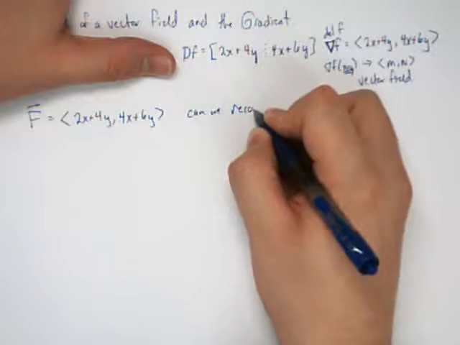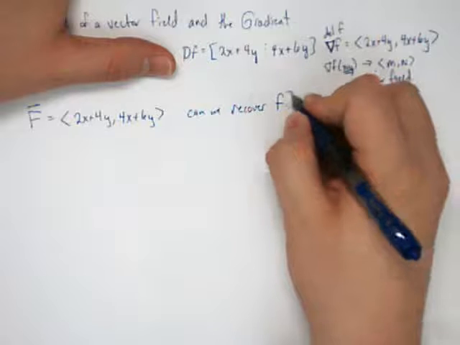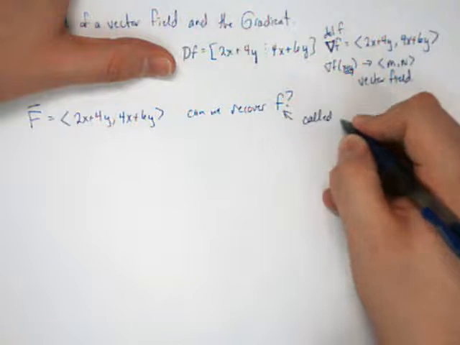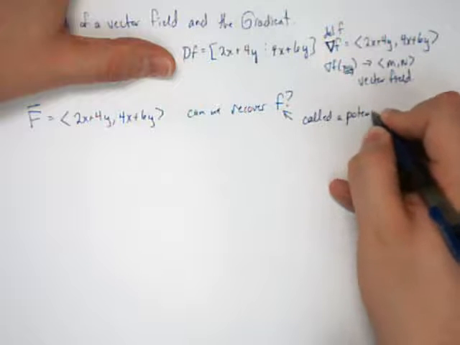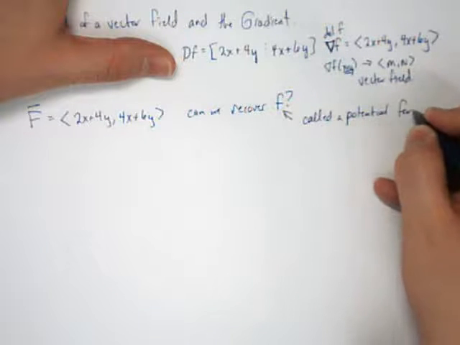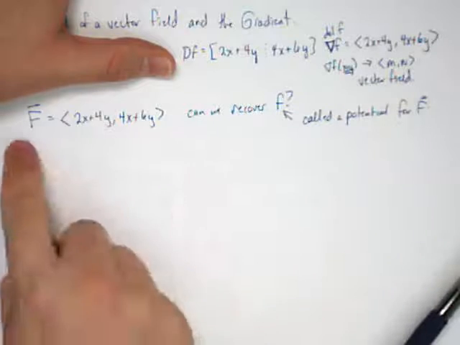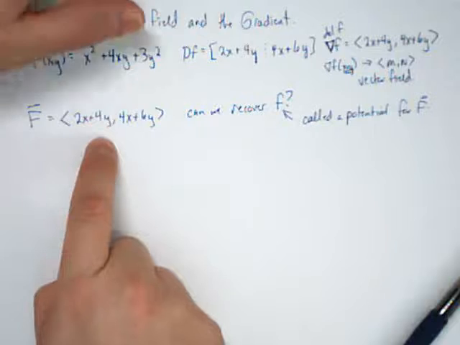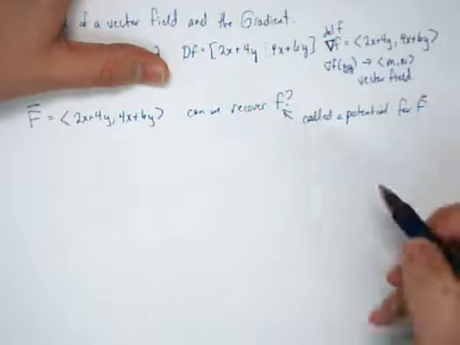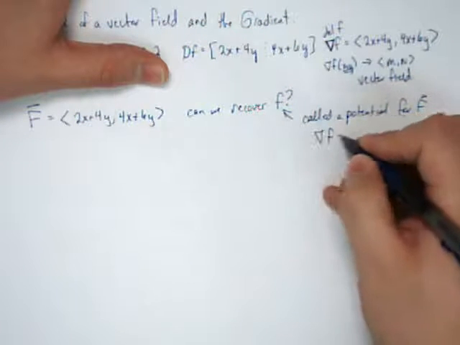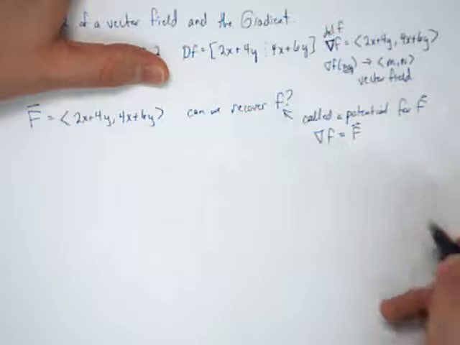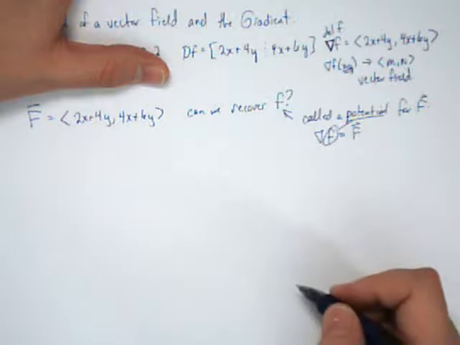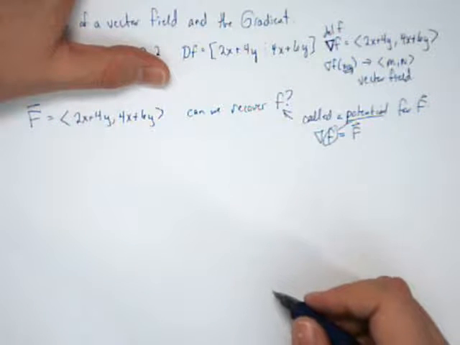Can we recover f? If we can, then this little f is called a potential for the vector field F. If you start with a vector field and you can find a function whose derivative equals the vector field, that's called a potential for the vector field. So does the gradient of little f equal big F, in which case a potential is the thing called f? It's related to potential energy, and we'll get there soon.